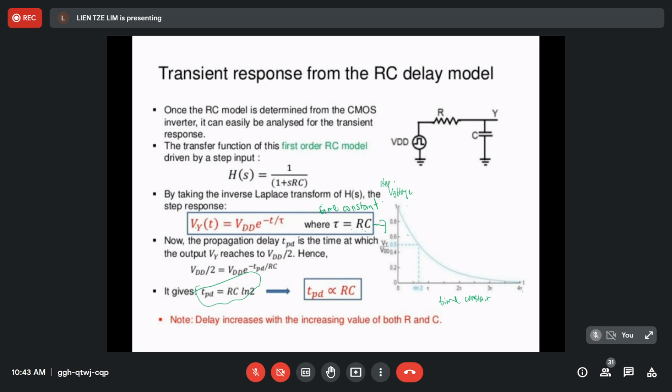The relationship is that the propagation delay is directly proportional to the time constant RC. Delay increases with the increasing value of both R and C. So if we want to evaluate the wire delay and the wire has a large capacitance, of course the propagation delay will be large. This is how we use the formulas to evaluate the wire model.